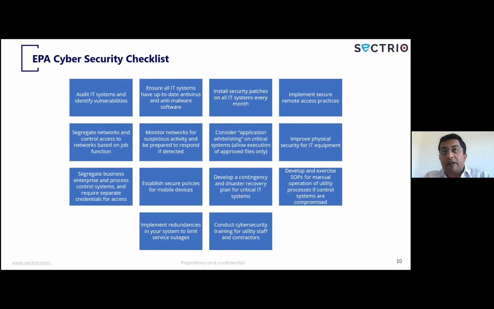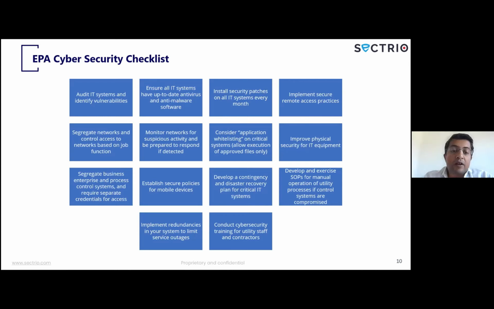Standard operating procedures: developing and periodically exercising standard operating procedures for manual operations. Even if your DR, your disaster recovery plan, doesn't work, you have the ability to manually override and monitor and still have the utility running.